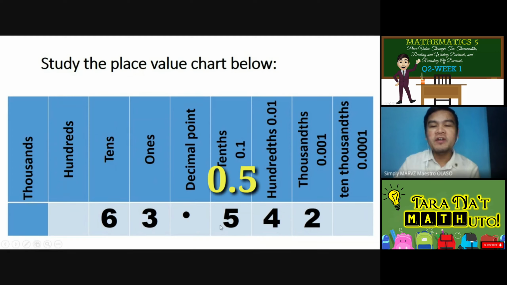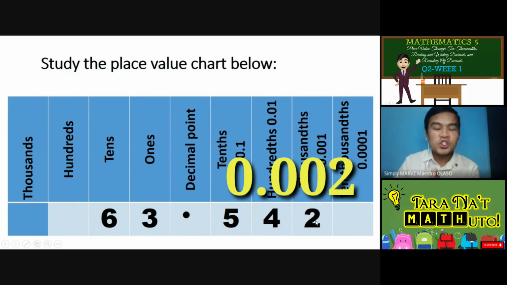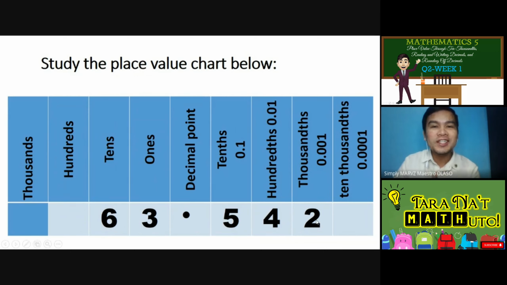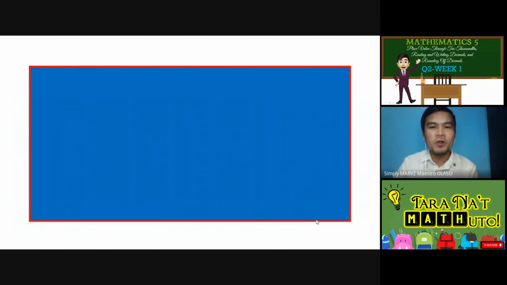Therefore, the value of 5 is 0.5 or 5 tenths. While 4 is in the hundredths, so the value of 4 is 4 hundredths. While 2 is in the thousandths, so the value is 2 thousandths. The following example.